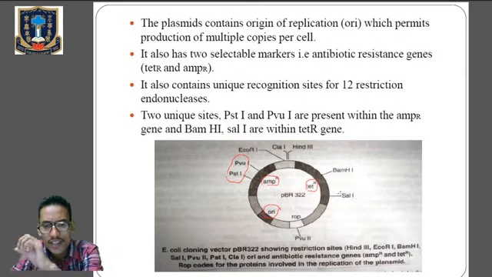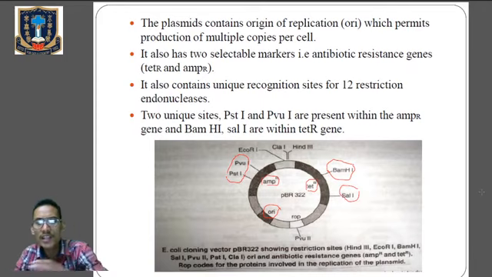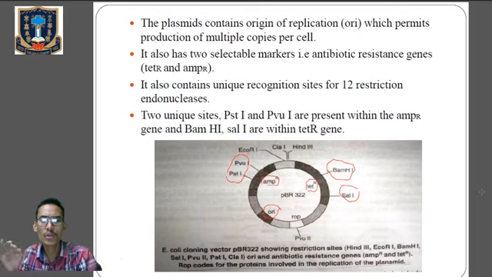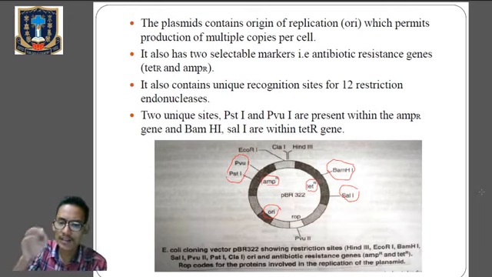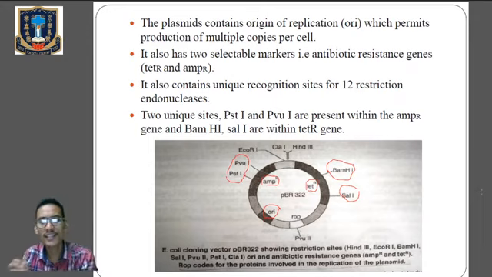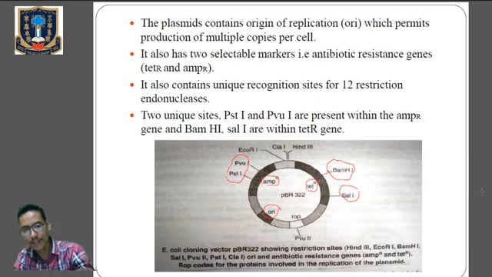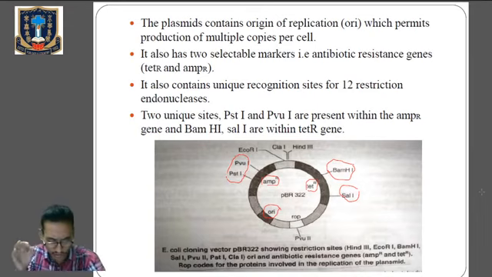And similarly on the TETR also we have got unique sites which are BAMH1 and SAL1. These are the unique recognition sites which are present on the vector PBR322. Clear? Don't confuse that. AMPR means ampicillin resistant site and TETR means tetracycline resistant site. So kindly go through this diagram. It is very, very important.